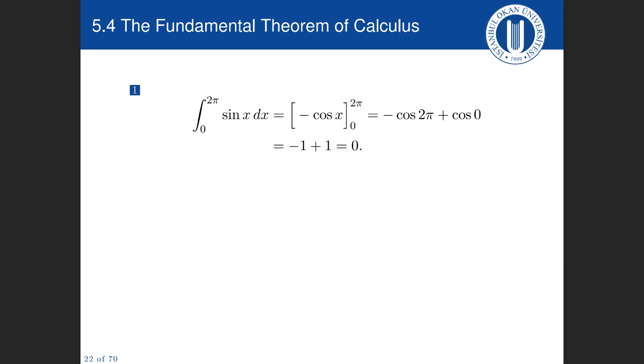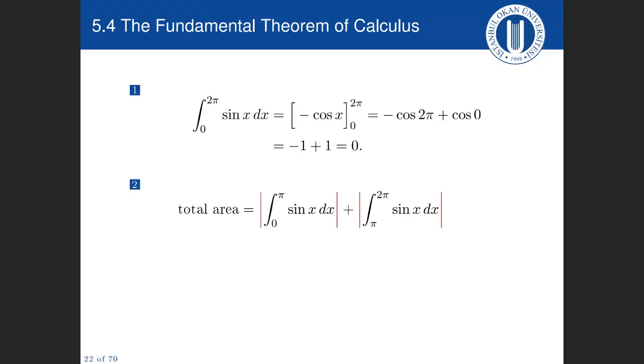Part 1, first of all, integral from 0 to 2 pi of sine x dx. An antiderivative of sine x is minus cos x. So we have minus cos 2 pi plus cos 0, minus 1 plus 1 is 0. We expected that from the picture.